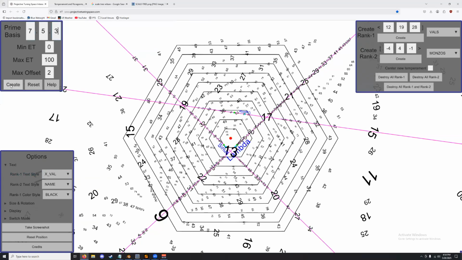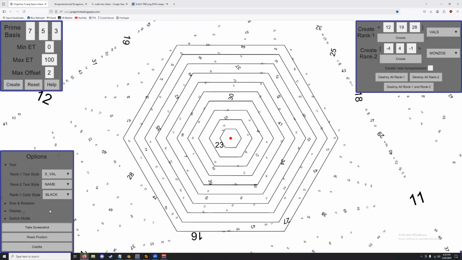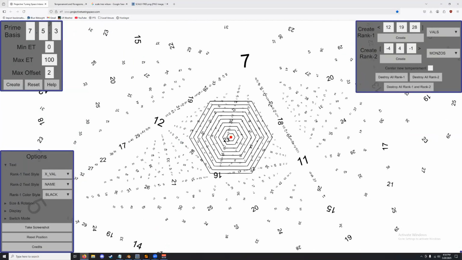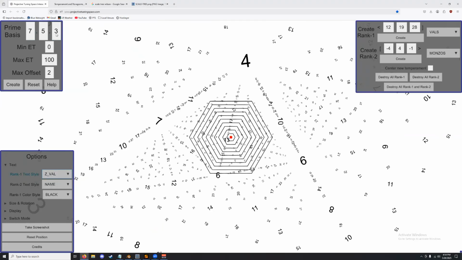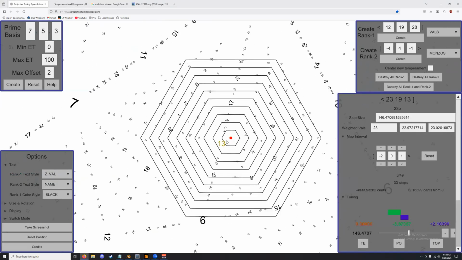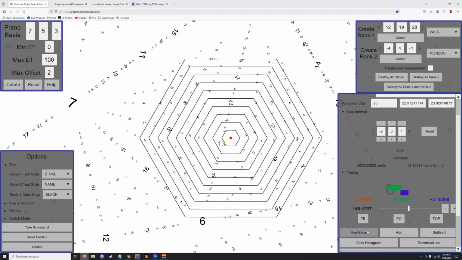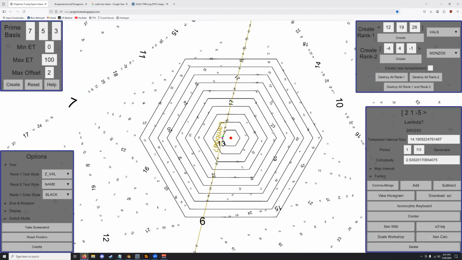You can also do it this way, and it's different, but it's mostly just rotated or reoriented. So if I change it to the Z, which is the three value, there's 13 still there. 13's back. This line here is still lambda, or probably lambda. It's the same comma, same ratio, different notation.